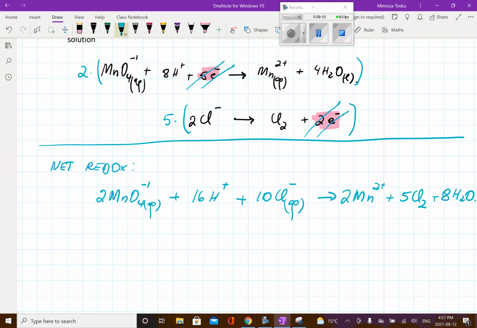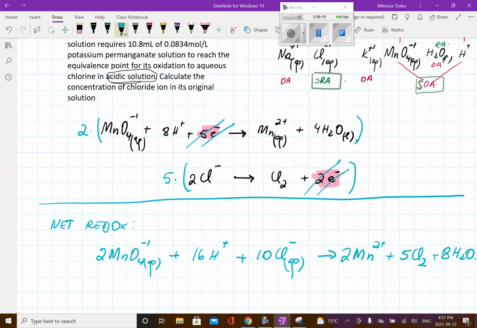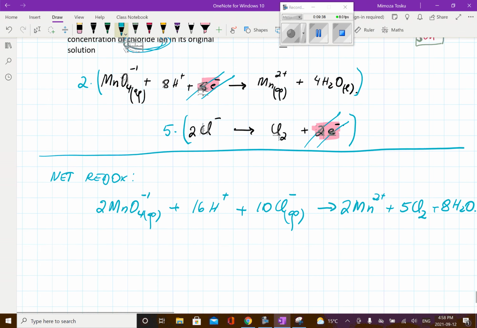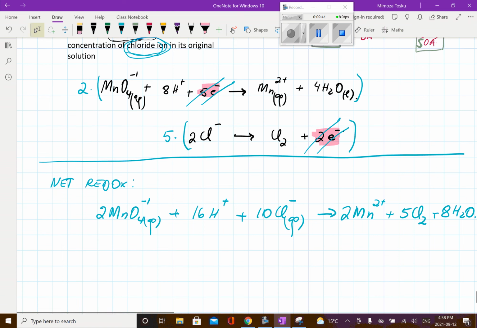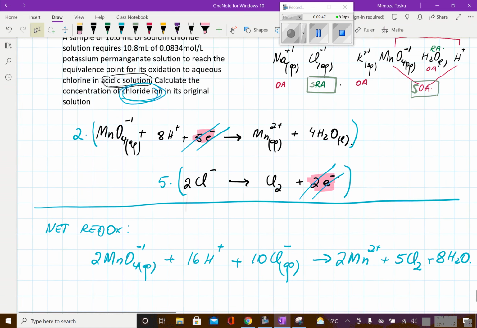What do we have to keep in mind? Because what they are asking for in our question is to calculate the concentration of chloride ion. Chloride ions are found only in potassium chloride. No, sorry, they are asking for chloride ion. So then what we will do is sort out what is given here.